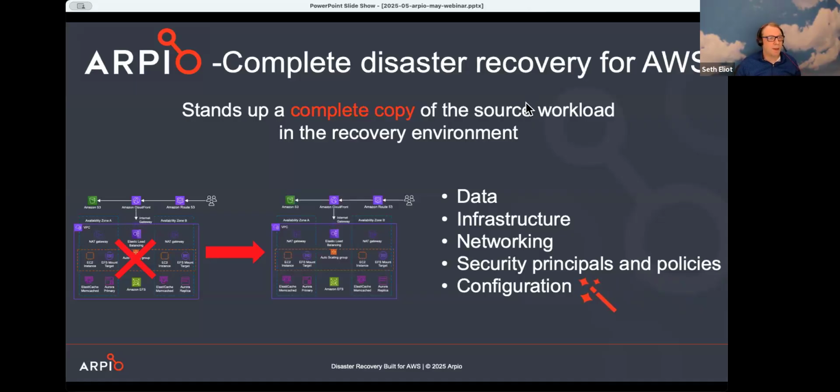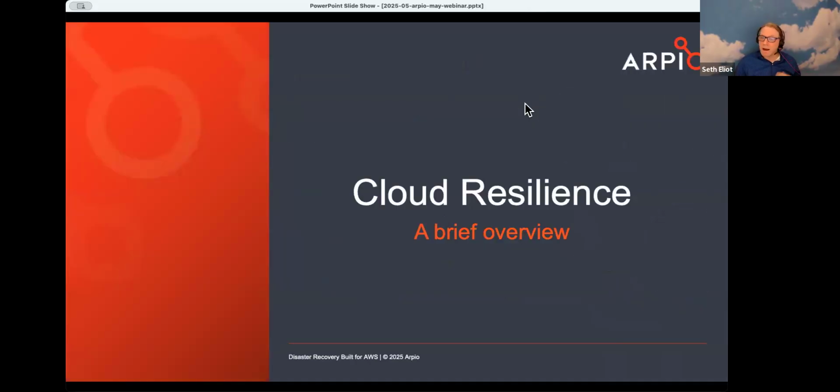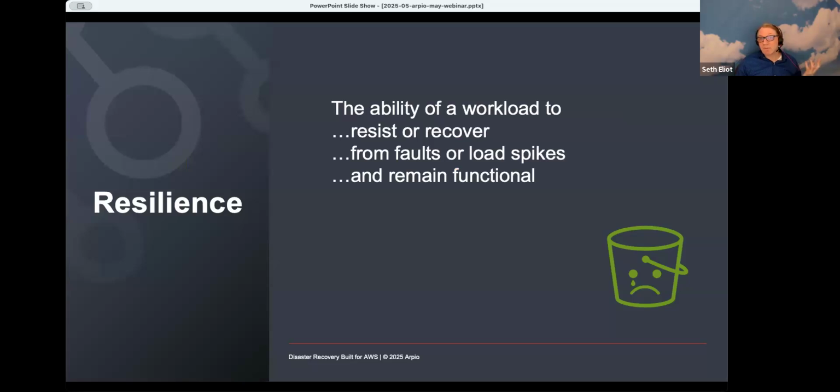But to back it up a bit, let's go back to basics. A lot of you might know this, but I just want to make sure everybody's on the same page. Let's talk about cloud resilience and do a brief overview of what that is. So what is resilience, right? There's a definition of resilience: the ability to recover from faults or load spikes and remain operational.